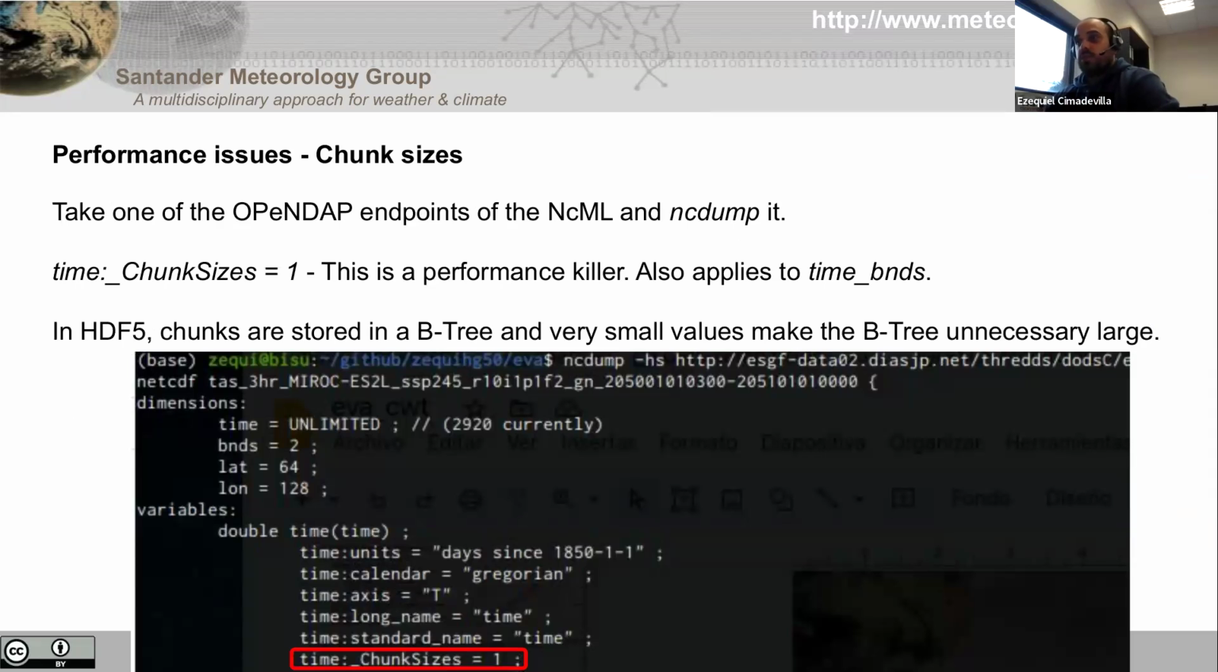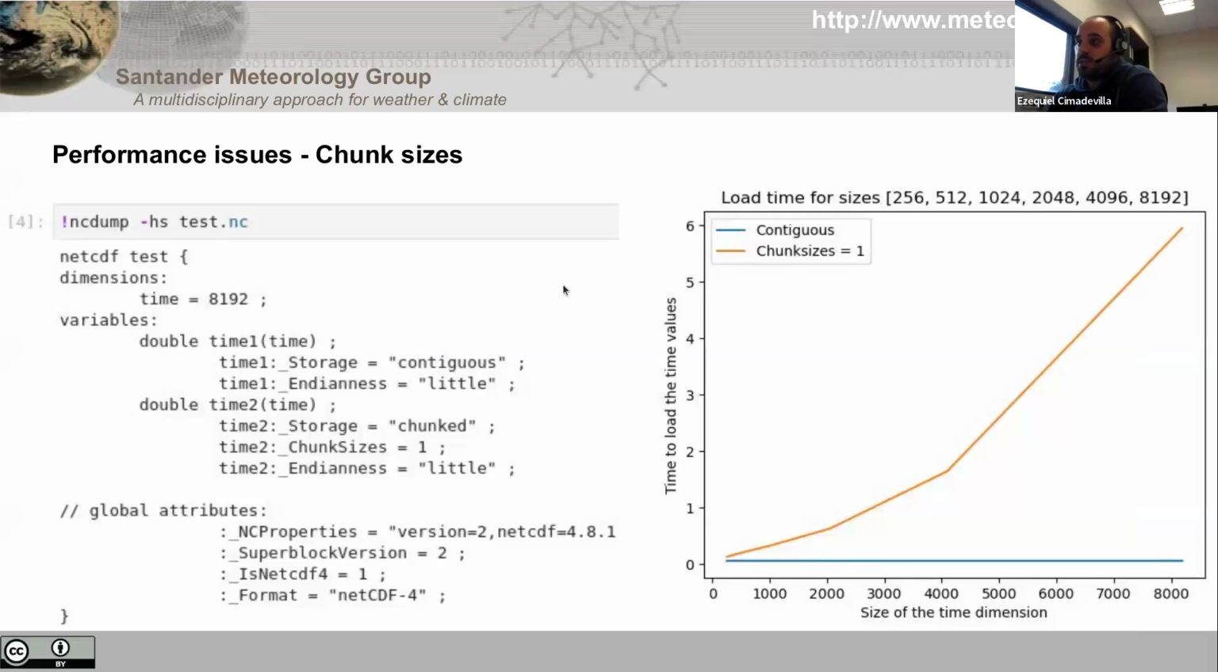Also, there are some issues with the data in ESGF. Mainly, most of the files in ESGF use a chunk size of 1 for the time coordinate, and this is very bad because this is the worst possible chunk size for a variable. This makes the B-tree in the HDF5 file very large, and it takes a lot of time to read the values here.